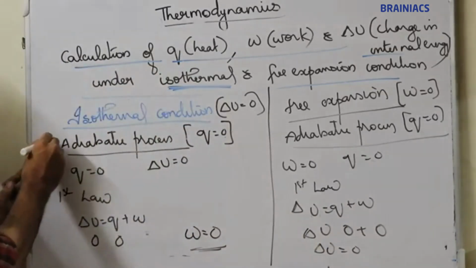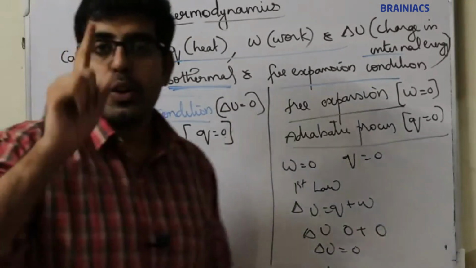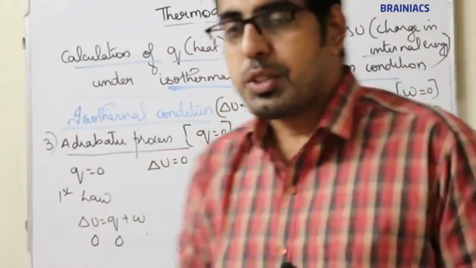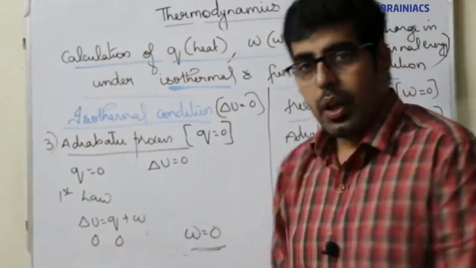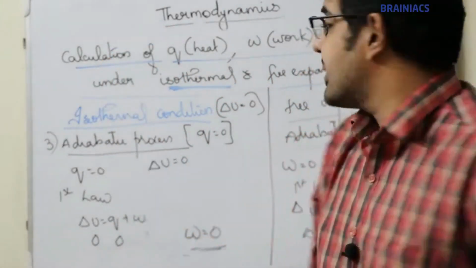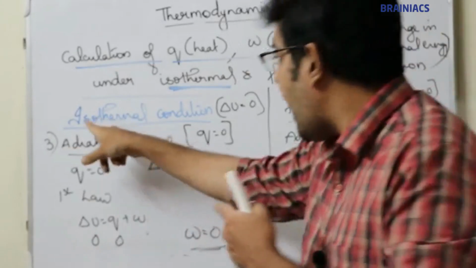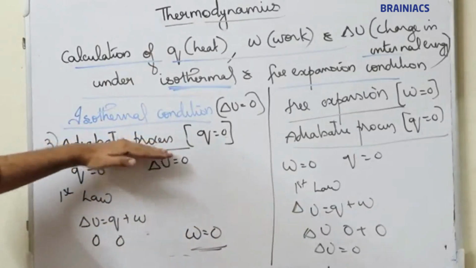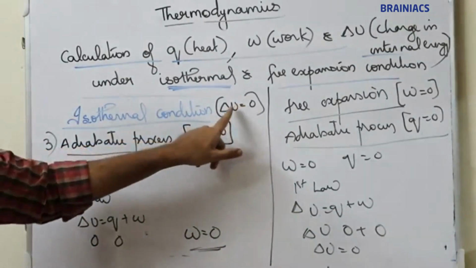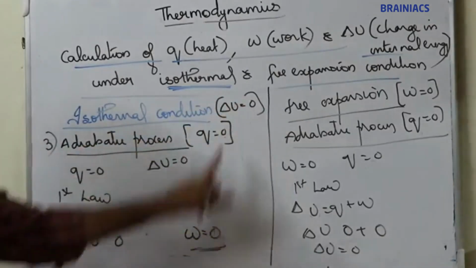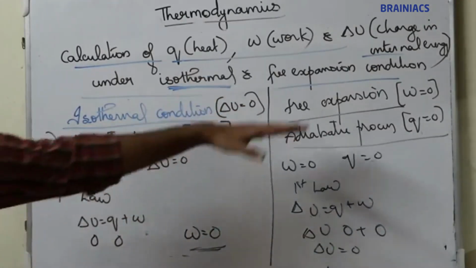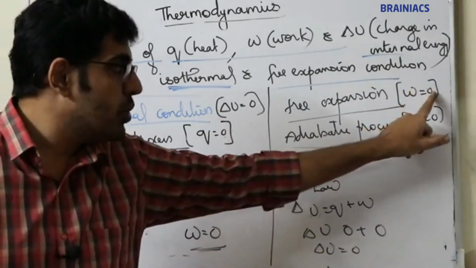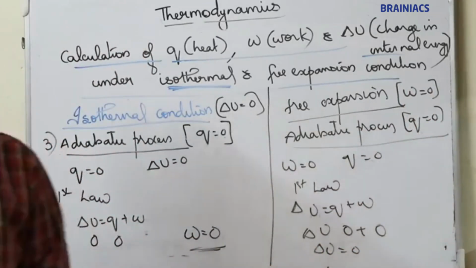So we considered three processes. First one, reversible process under two conditions, isothermal and free expansion. Then we considered irreversible process under two conditions, isothermal and free expansion condition. Third, adiabatic process under isothermal condition and free expansion condition. Here for adiabatic process under isothermal condition, all the values delta U, Q and W will be equal to 0. And in free expansion condition for adiabatic process, W is equal to 0, Q is equal to 0 and delta U is equal to 0.